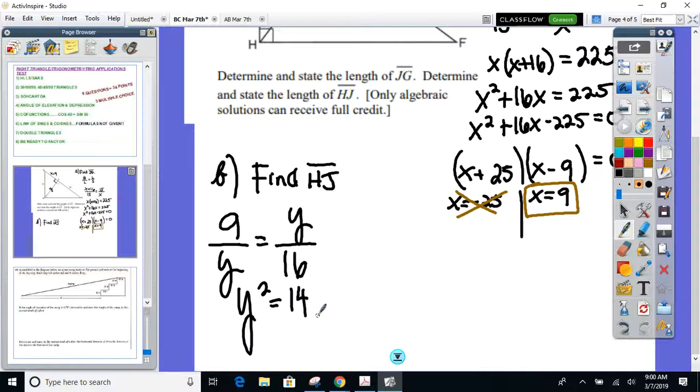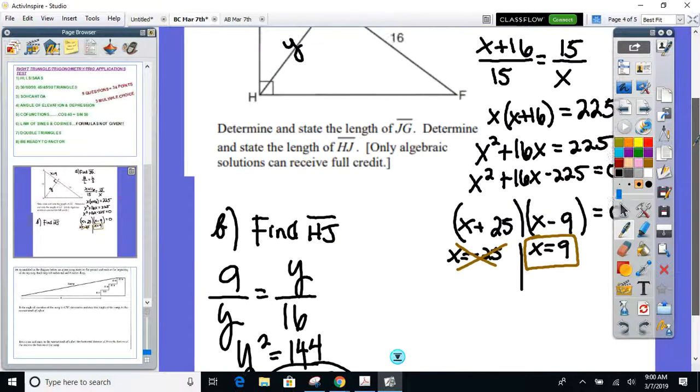No. 144? Yeah. So Pythag or SAS, you still end up with the 12 spot. All right, be ready to factor tomorrow.